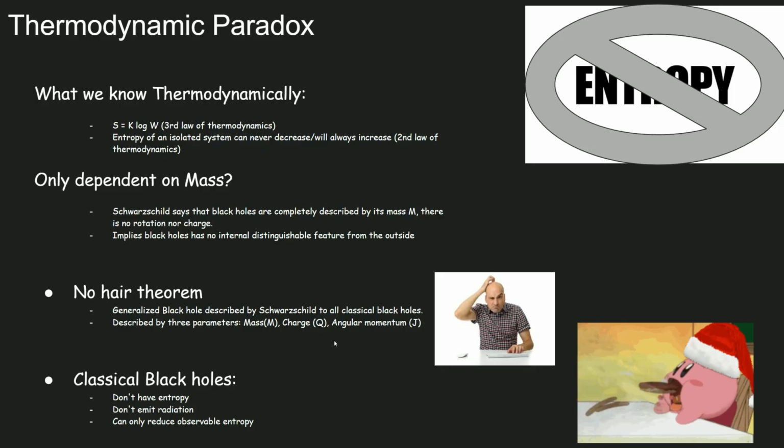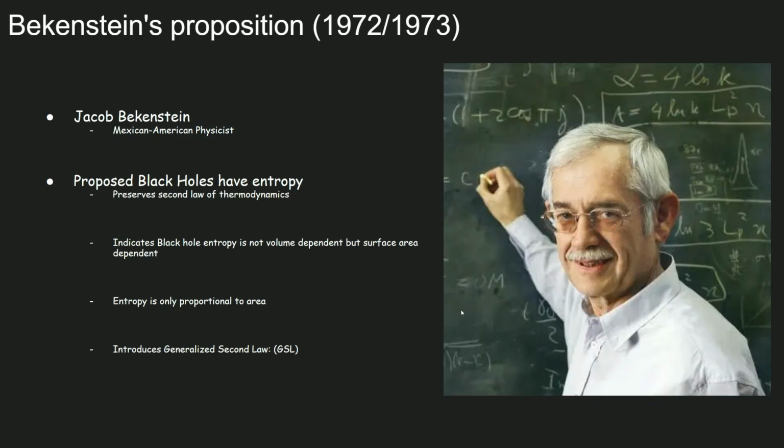What does this all mean? What does this tell us about black holes? Well, back then, they had the thought that classical black holes had no entropy, they don't emit any radiation, they can only reduce observable entropy. This leads to questions such as, if you were to drop something into a black hole that has entropy, how is it that this entropy just completely disappears?